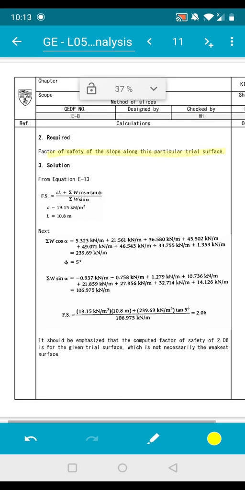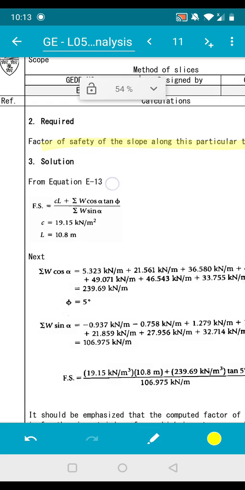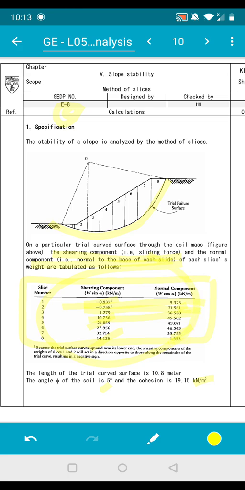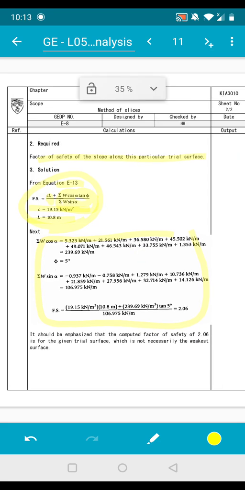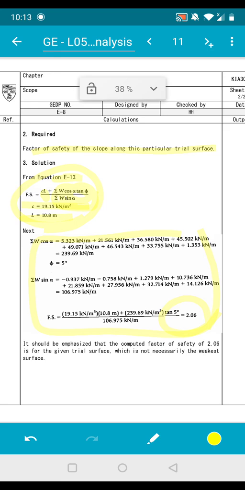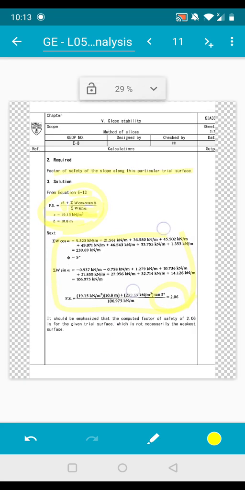Pretty easy. If you use the equation in your notes, which is E13, this is the main equation. For C you just replace with 19.15 kN per meter square, and L is 10.8 meters. So you solve for this part, and the rest needs to be taken from this tabulated form. If you follow this accordingly, you'll end up calculating your factor of safety using this method of slices as 2.06. And you have to have a statement: it should be emphasized that the computed factor of safety of 2.06 is for the given trial surface, which is not necessarily the weakest surface.